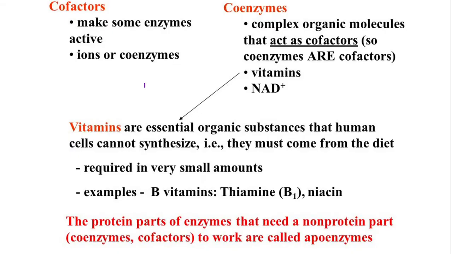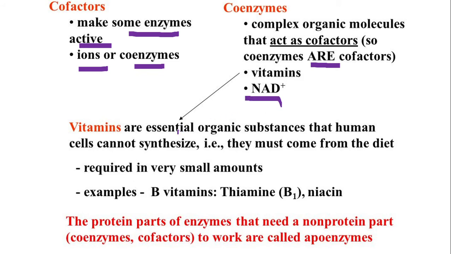Again, we come to cofactors and coenzymes. Cofactors are required for the activation of some enzymes. They may be ions or coenzymes. While coenzymes are complex organic molecules, and so the coenzymes are also cofactors in nature. They may be vitamins, they may be derivatives of vitamins, or vitamin-like molecules. NAD is a good example.